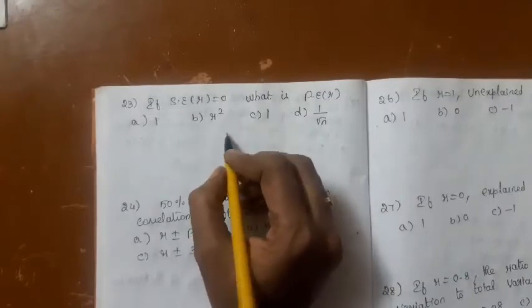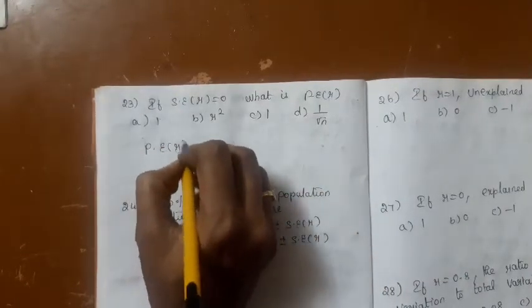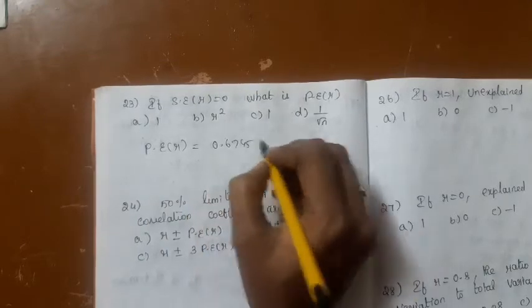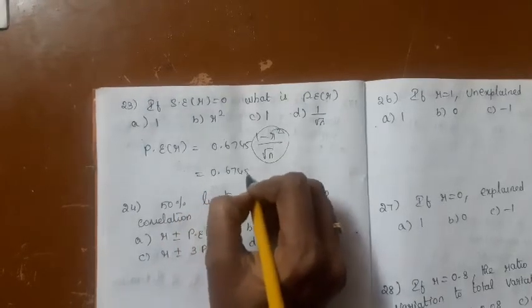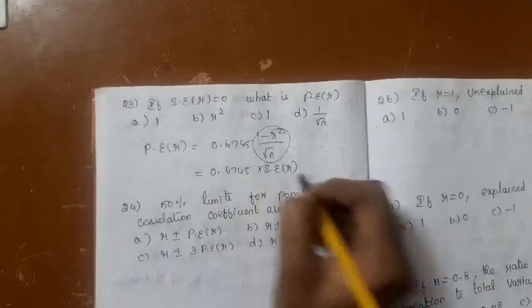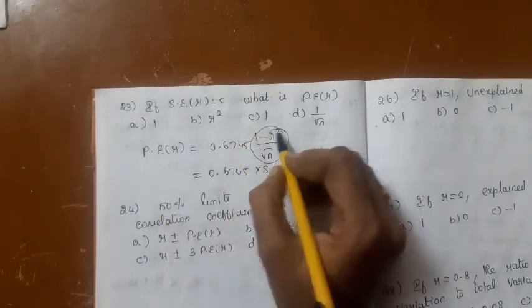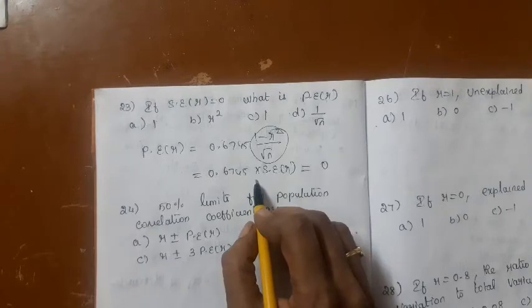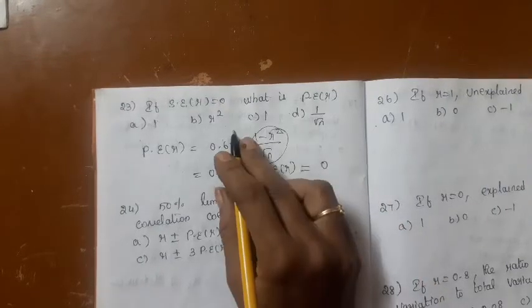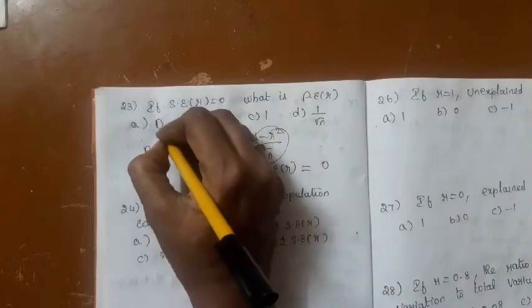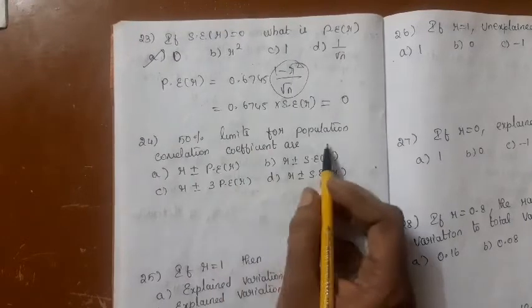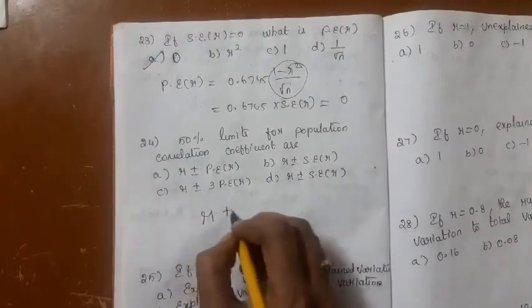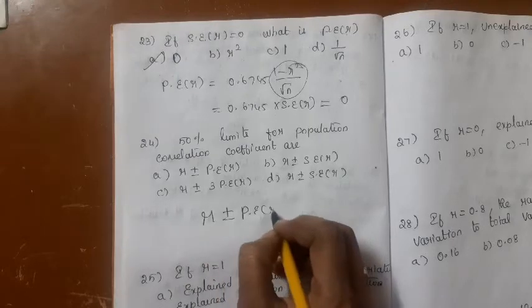If standard error of R is equal to 0, what is probable error of R? Probable error of R is 0.6745 into 1 minus R square by square root of n. This term is actually standard error of R. Okay. So if that standard error of R is 0, the probable error of R is also equal to 0. So the option A is the right answer. Now 50% confidence limits for the population correlation coefficient is R plus or minus probable error of R.